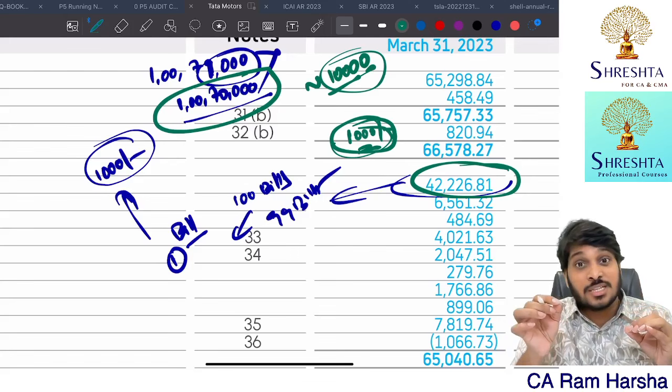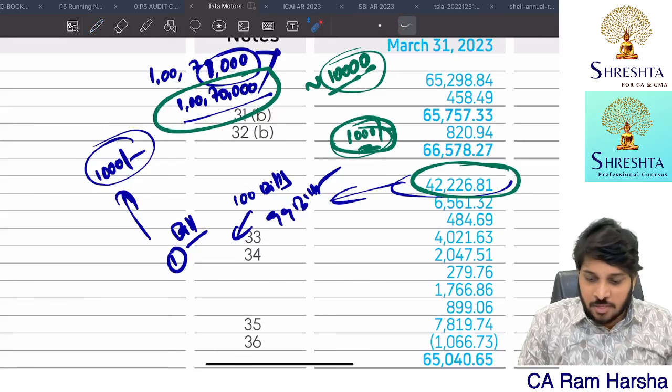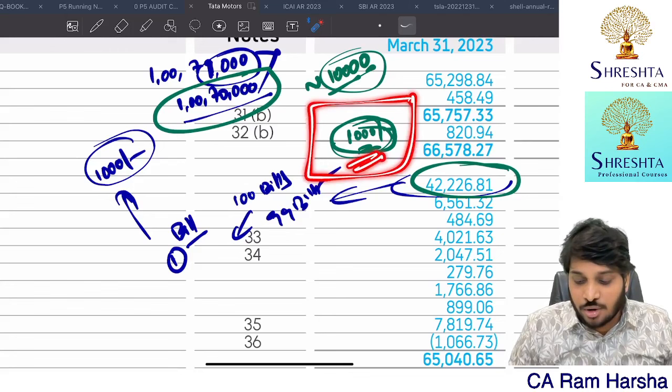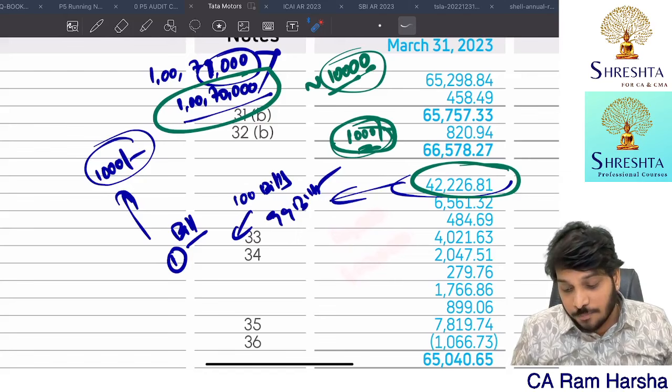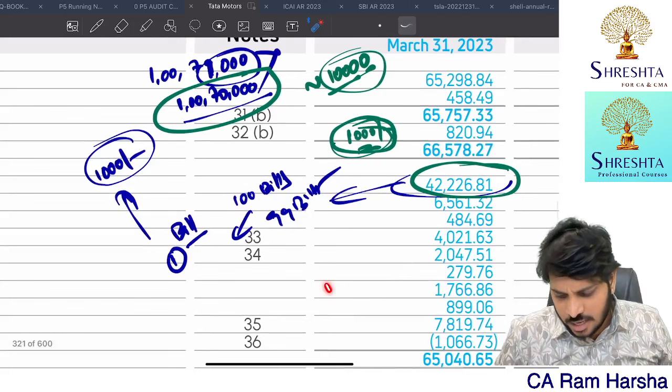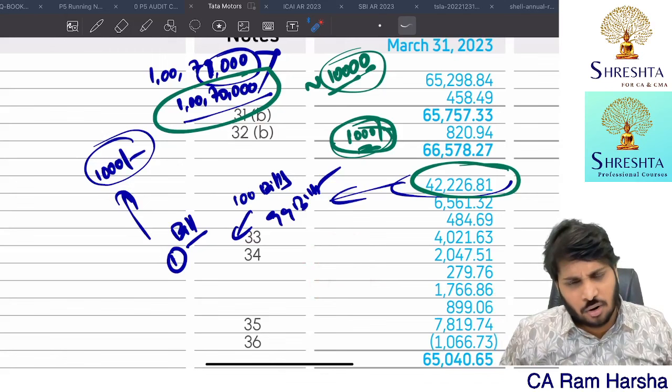Materiality. What is it? Materiality. Understand the concept of materiality. 1,000 rupees may be big amount for a small organization, but for a company like Tata Motors, 1,000 rupees. Not just that, 10,000 rupees. Not just that, even 1 crore. Up to 1 crore rupee also, it is not material for them. It is immaterial for them. Even if you find 1 crore worth of mistake, it's immaterial. It's not relevant at all.